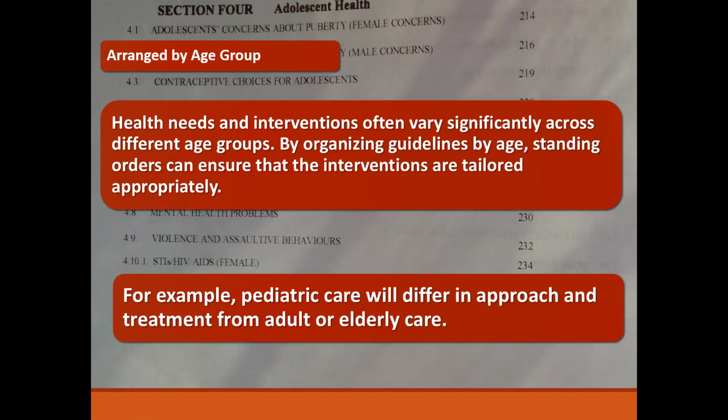So by that definition, the standing order is arranged by age group. A pediatric patient or client will be taken care of using the pediatric care protocol or treatment plan. For an adult, care will be given alongside the adult protocol, the same way for an adolescent. So that is why it is said to be arranged by age group.